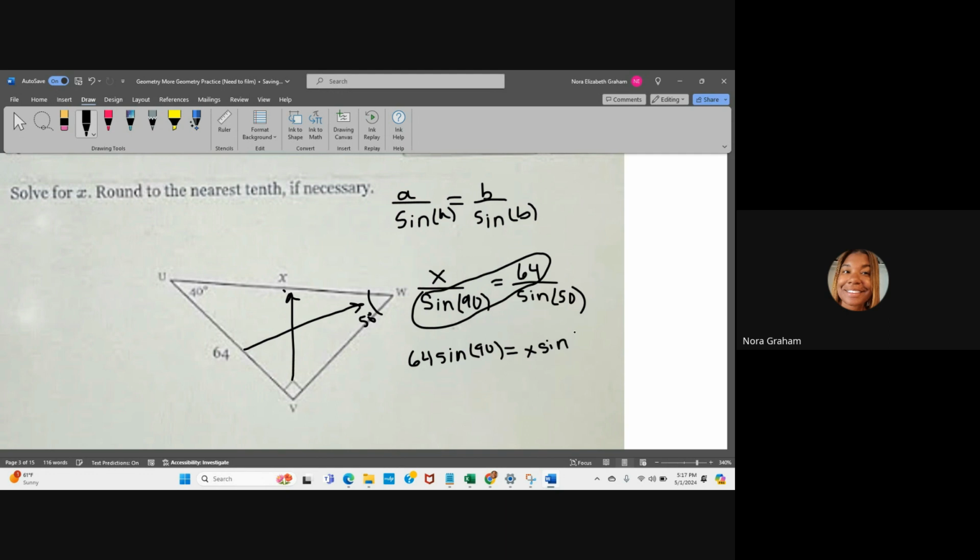Now we want to isolate our x. We can look at our trig functions as if they belong together, like in parentheses. All this is like one piece. Okay. So to isolate my x, I can divide both sides by sine of 50. Just like what we learned back in algebra. Divide both sides by sine of 50.